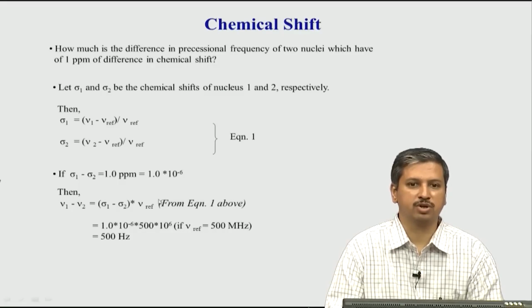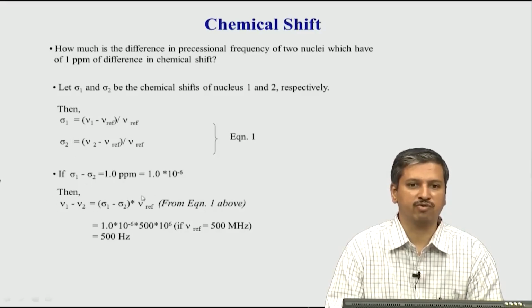So, we want to convert into frequency. If you look at this equation above, this is coming from the previous slide, the last slide, which I showed you how we get the chemical shift. All we want to do is simply subtract these two. If you subtract these two, you will get 1 ppm, and that you can convert into this difference in hertz.